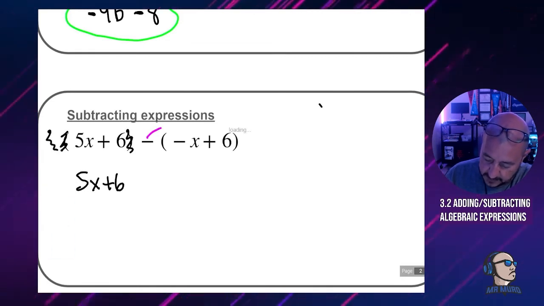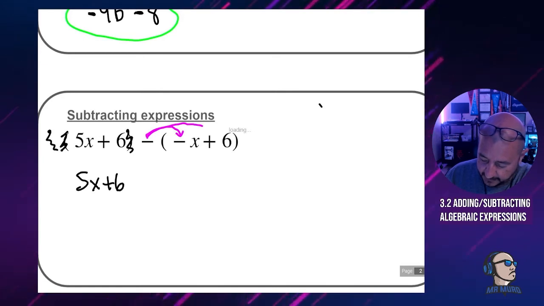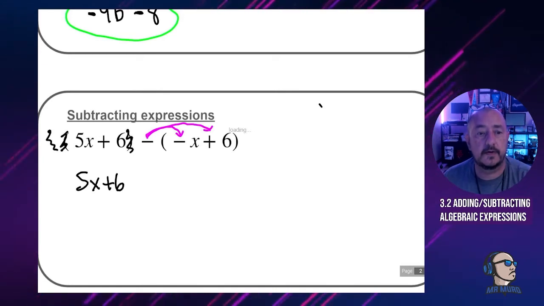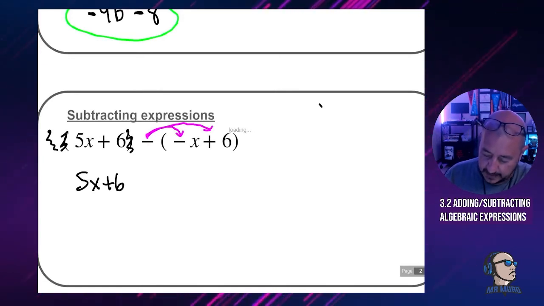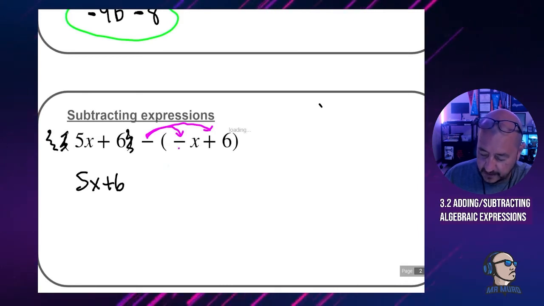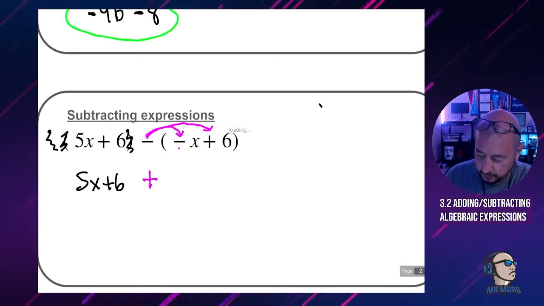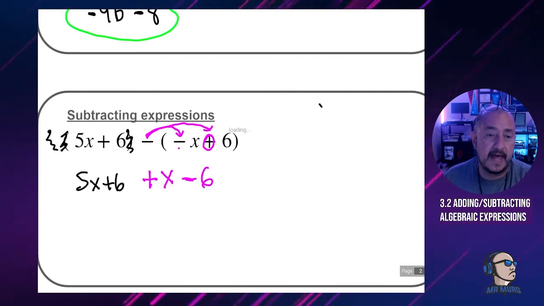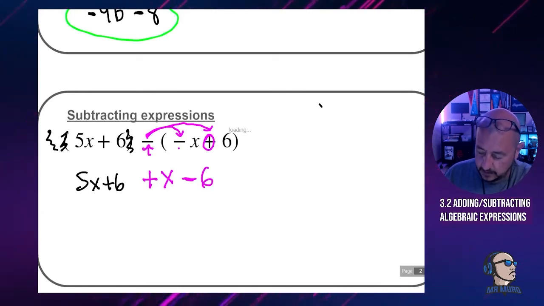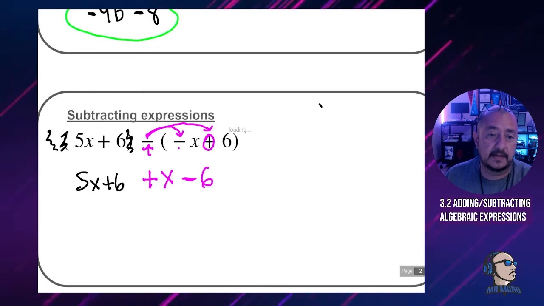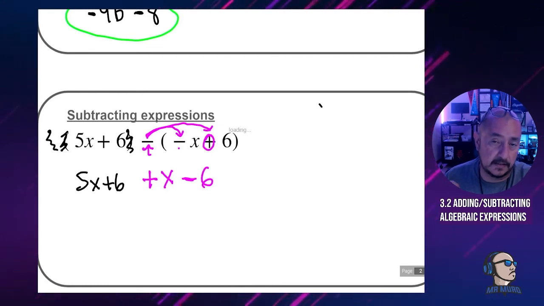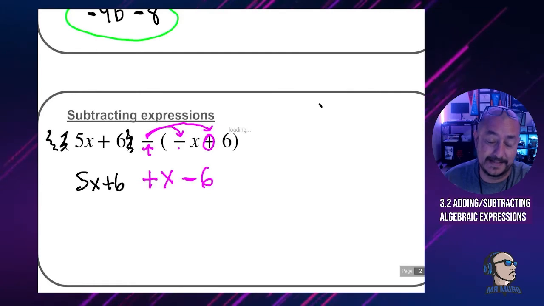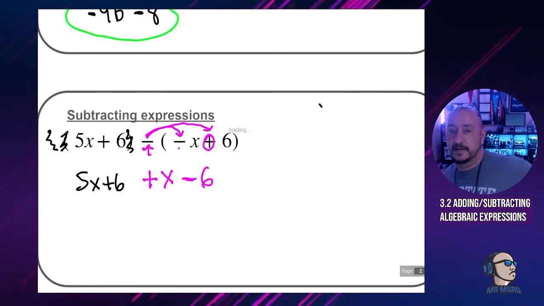So what it means is that negative is going to affect everything inside those parentheses. So a negative times, so I've got a negative and a negative. That's going to become a positive. Positive x. A negative and a positive over here is going to give me a negative, and that's just going to be a negative 6. So that negative right here, this symbol right here, it basically affected the signs inside the parentheses. Wow, couldn't spit that one out.